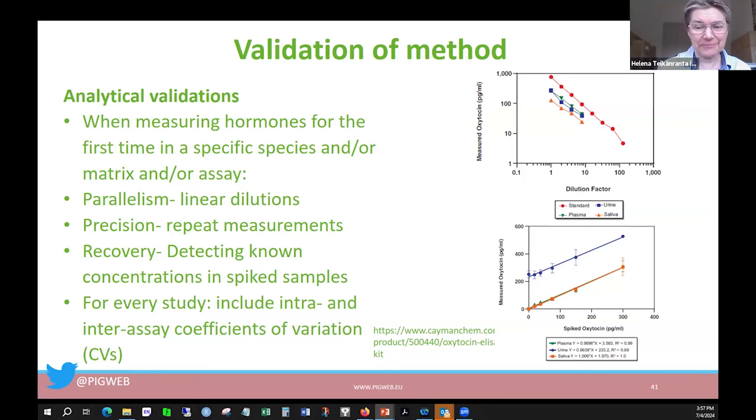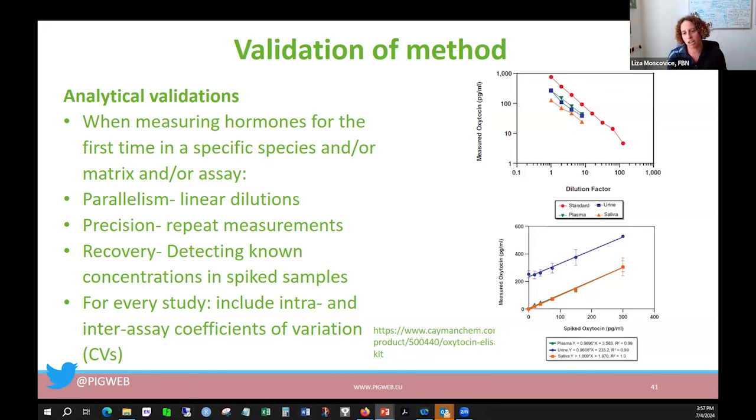Thank you. And I have more questions now in the chat. One about recovery. So I'm going back to that slide. I would say that for ELISAs, the main analytical validations that every lab should do are the parallelism, precision, and recovery. And they're asking, can I explain recovery more?